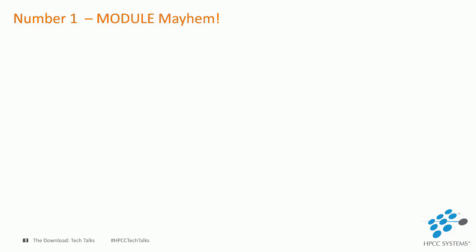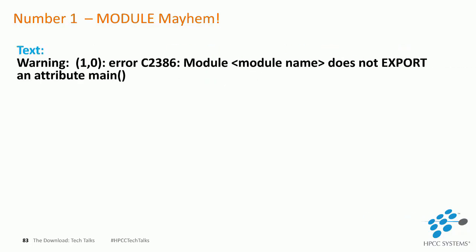But then the module sometimes can give me my number 1 error, which I like to call module mayhem. And I'm calling this number 1 because everybody gets it in every single class that we have, and it's real simple. Here's the error: module and the module name does not export an attribute main. And it's actually an error, but then it comes out as a warning, which then people are confused. They're like, am I getting a warning or am I getting an error?